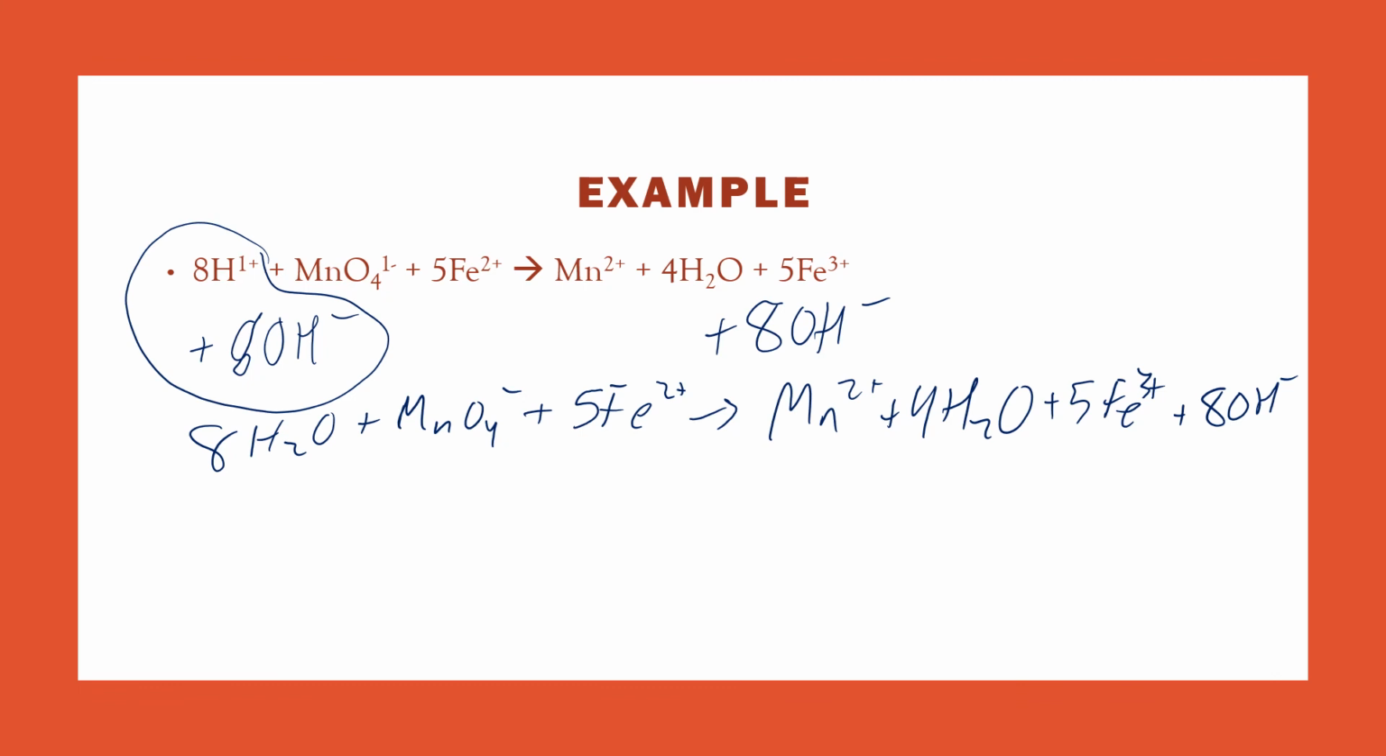Now you should see that we have some water molecules that are the same on both sides. There are 4 water molecules here, but 8 on the reactant side, so 4 of those cancel out. We don't have any more waters on the product side, and this is reduced to 4 water molecules on the reactant side. So this makes it in basic solution instead of the acidic solution from before. And that is how you balance redox reactions.